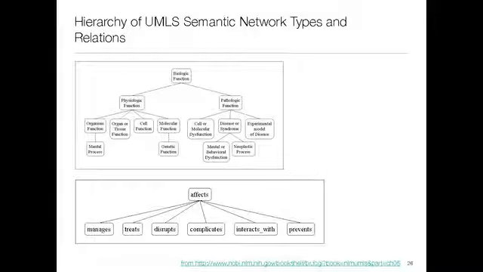And the types are hierarchically organized. So for example, the relations are organized so there's an effects relation which has subrelations: manages, treats, disrupts, complicates, interacts with, or prevents. Something like biological function can be a physiologic function or a pathologic function. And again, each of these has subcategories. So the idea is that each unique concept is labeled with at least one of these semantic types, and that helps to identify things when you're looking through the data.